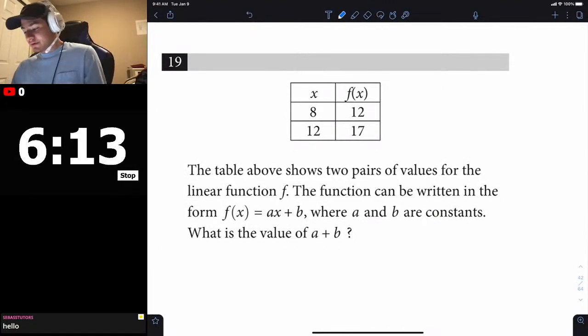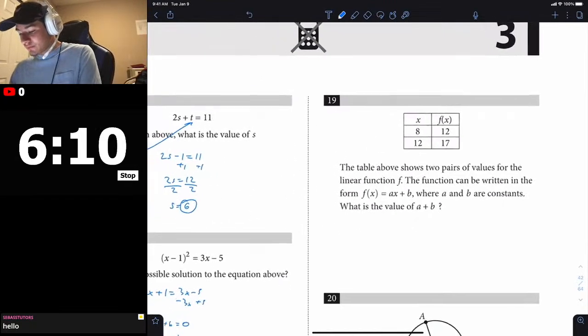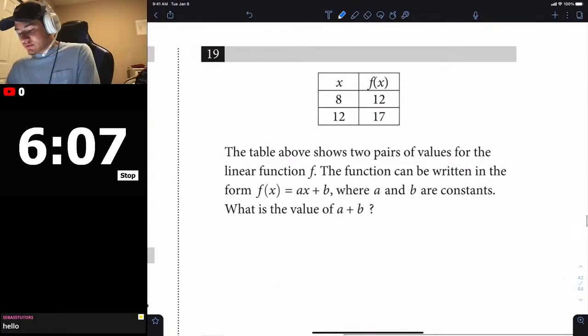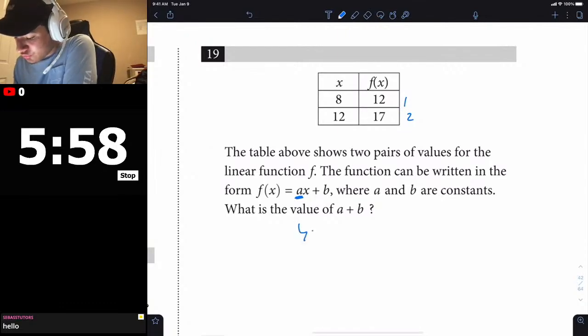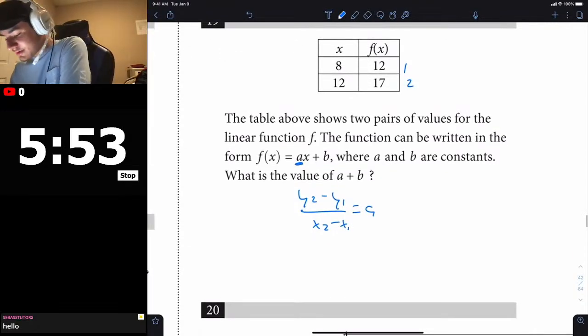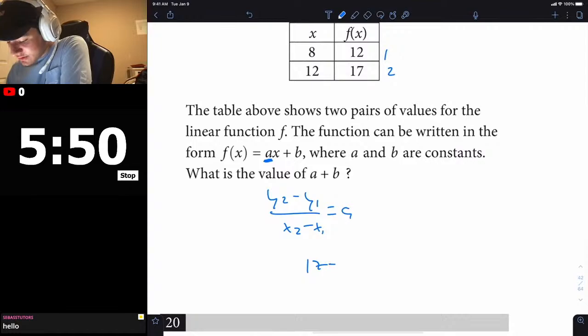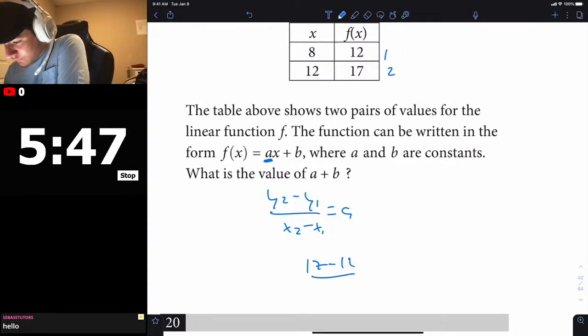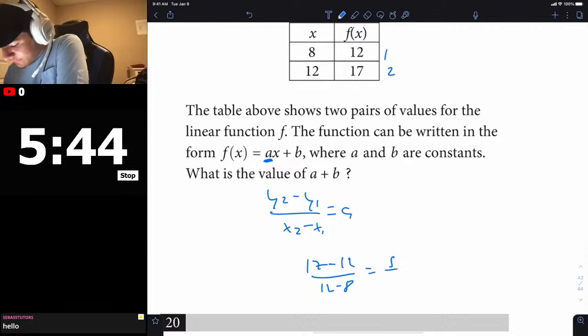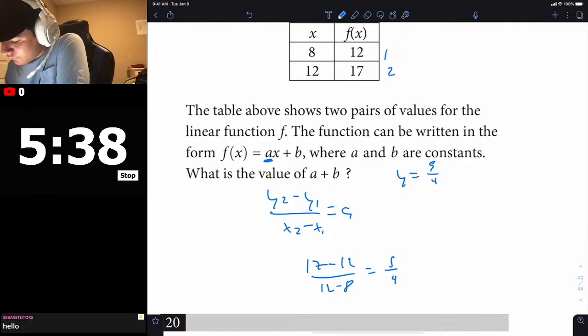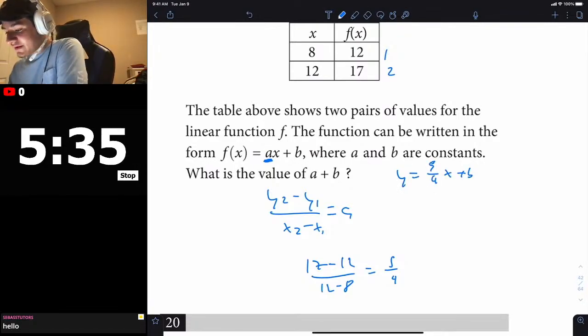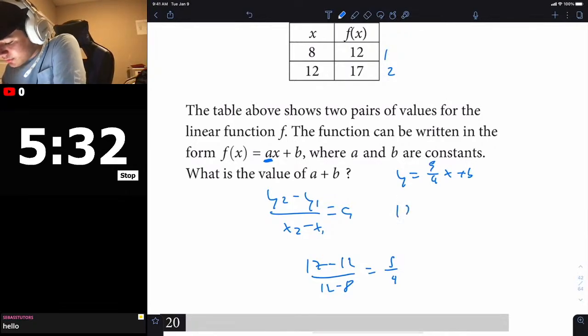The table above shows two pairs of values for the linear function f. The function can be written in the form f of x equals ax plus b, where a and b are constants. What is the value of a plus b? Okay, so we need to find the slope, or the a value, and remember we can do that with 2 points. Let's call this point 2 and point 1. So we are going to use y2 minus y1 over x2 minus x1, and that's going to be equal to a, or m, but in this case it's a, so I'll leave it like that. So I get 17 minus 12 over 12 minus 8, and that's going to be 5 over 4 for our slope. So y is equal to 5/4 x plus some b value, and we can find that b value by plugging in any point.